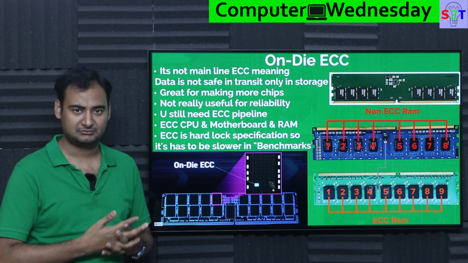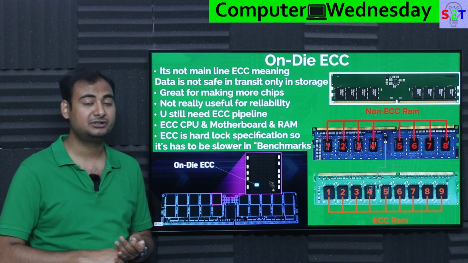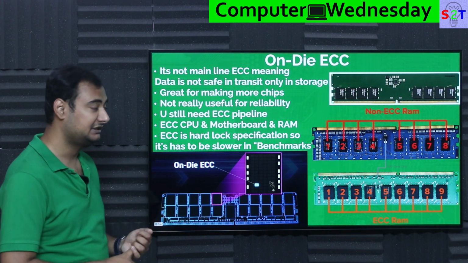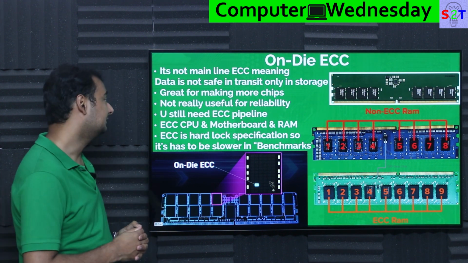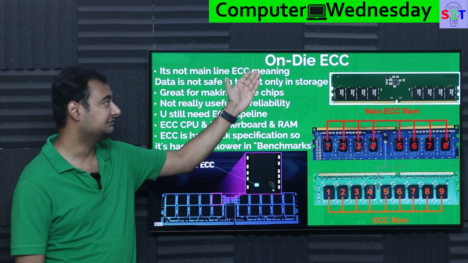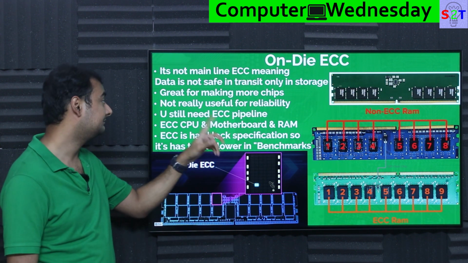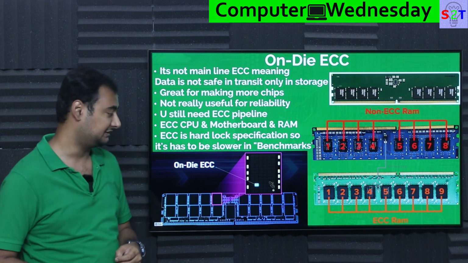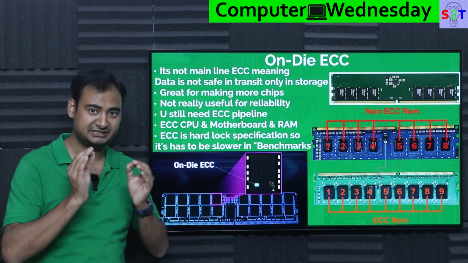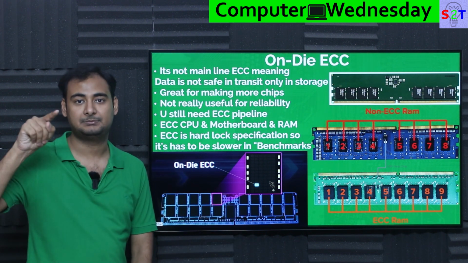For PC use, it's not a big issue. But from a stability point of view, it's a very critical thing. So that's why we have the ECC pipeline. Now, why do we have this on-die ECC when it's not a complete system? It makes manufacturing the chip much easier, because every time you make a chip denser and denser, your error rate goes up, up, up, up.